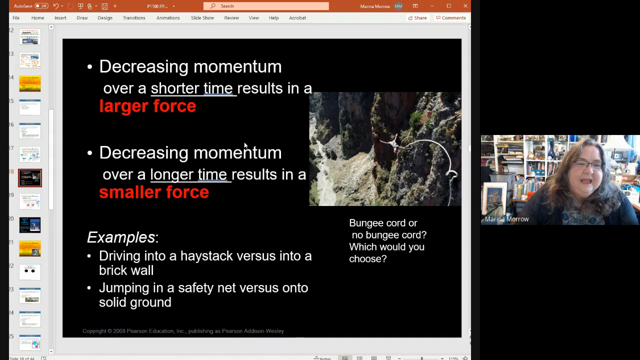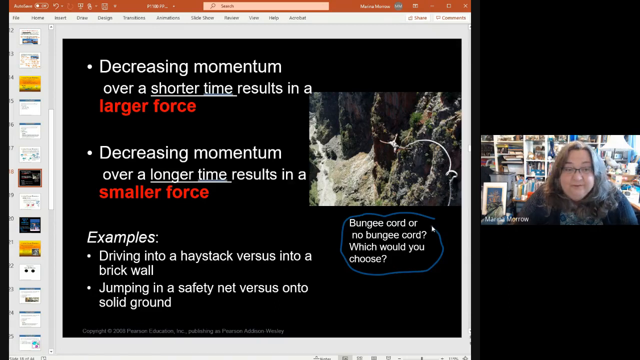And so it's like bungee jumping. Okay? When you're bungee jumping, you're going to come to a stop one way or another, way down below the bridge that you just jumped off. And so bungee cord or no bungee cord, doesn't matter. If you're going to come to a stop, well, yeah, it matters.